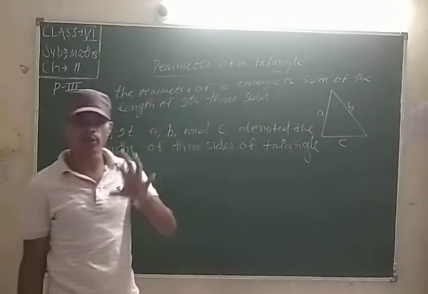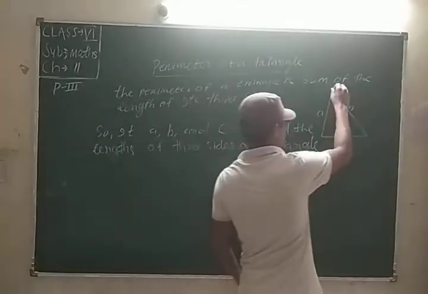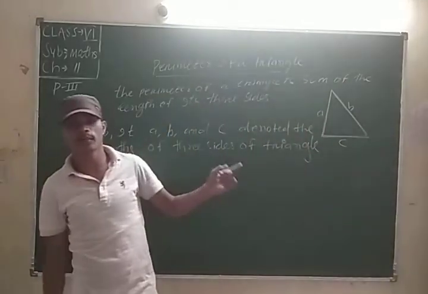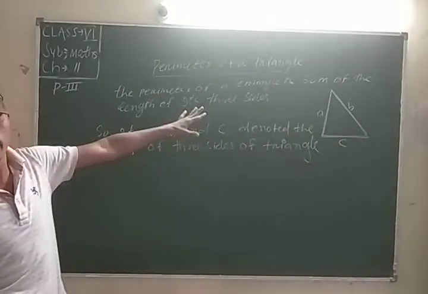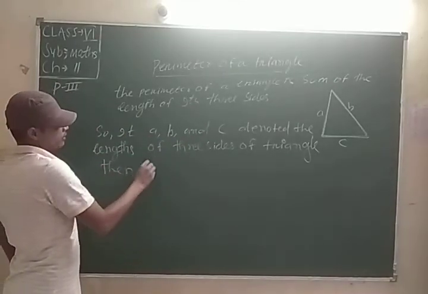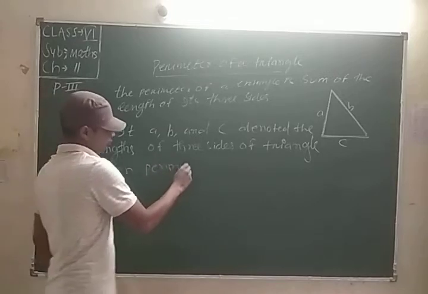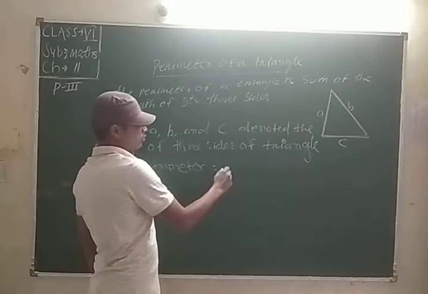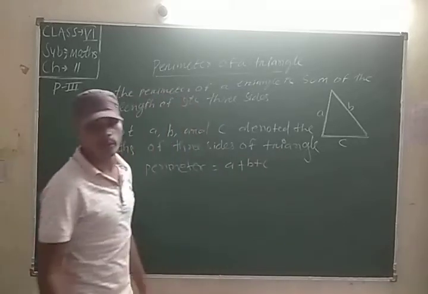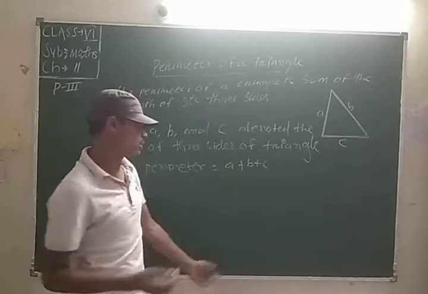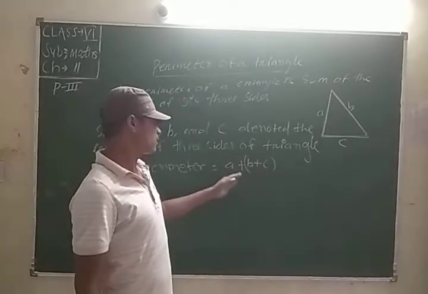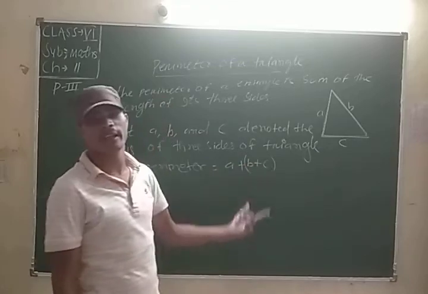In a triangle how many sides are there? One side, two sides, and three sides. Then we can write the perimeter of the triangle equal to A plus B plus C. Also we write it A plus B plus C. So it is expressed with variables.